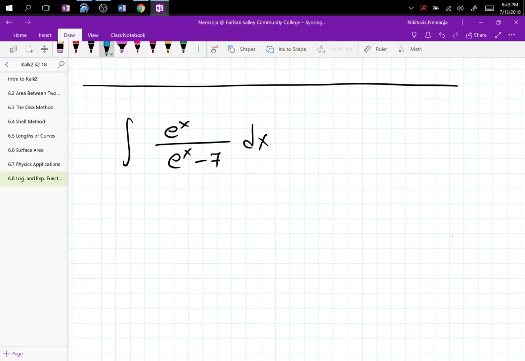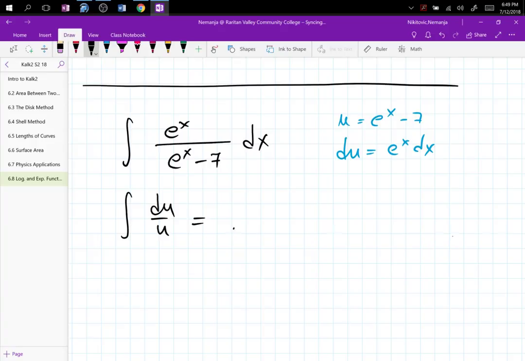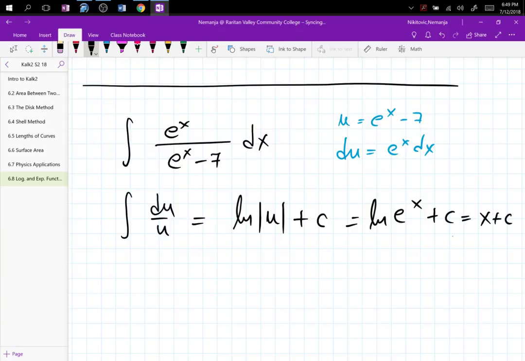So u equals e to the x minus 7, du equals e to the x dx. So the integral of du over u is ln absolute value of u plus c, which is ln of, we care about x, not u, e to the x minus 7, plus c. Yes, the absolute value of e to the x minus 7. Good. Just wanted to see if you're paying attention.